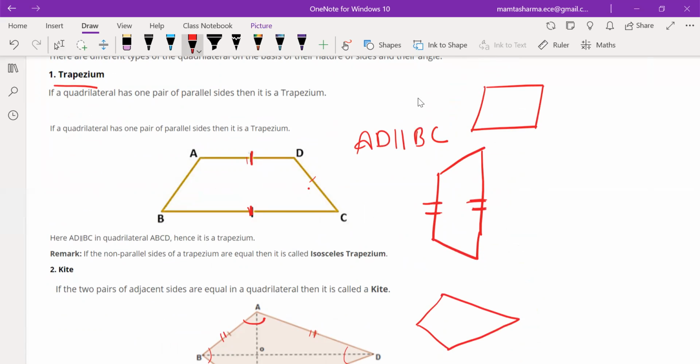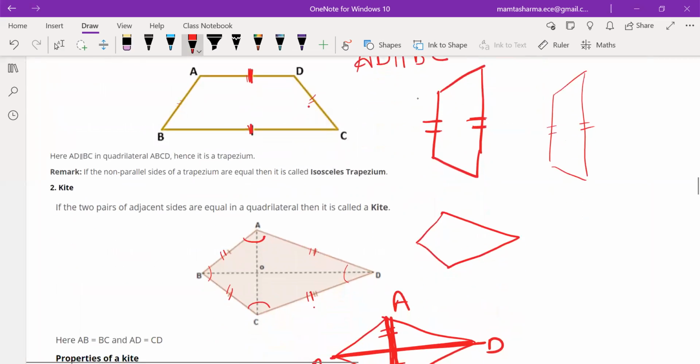One pair means this AD and BC. Here you can see these two are parallel. You can say this is a trapezium. There is no need for these sides, AB and DC, to be parallel. Only one pair of sides should be parallel, then it is a trapezium. Like this, you can say this is a trapezium because one pair of lines is parallel.